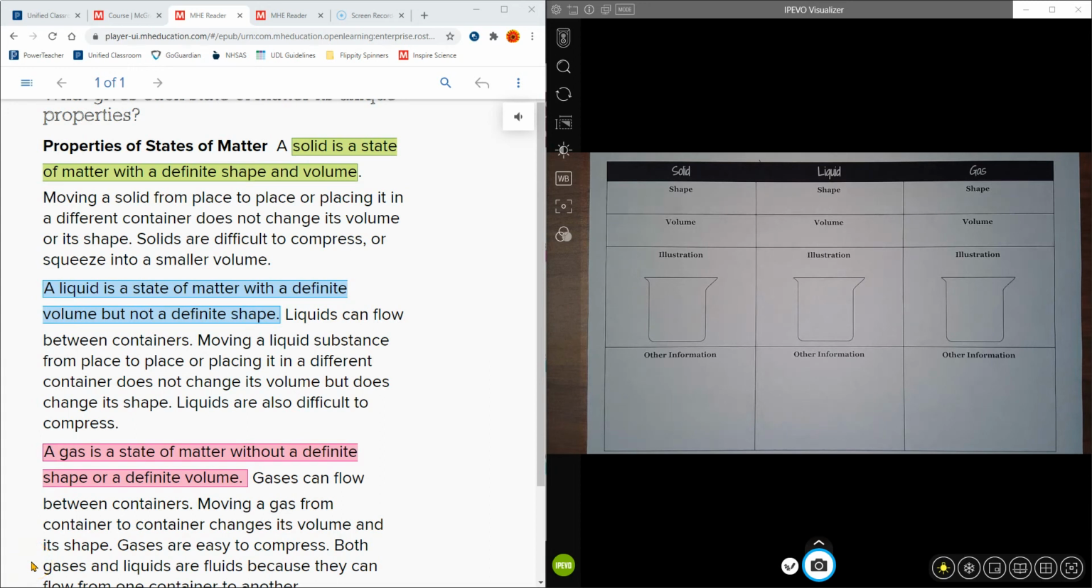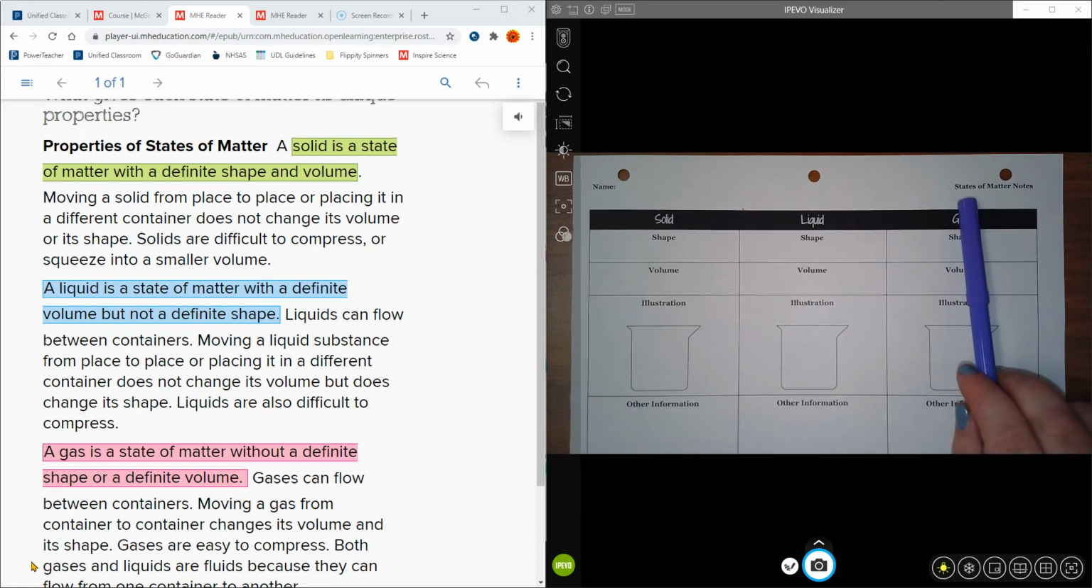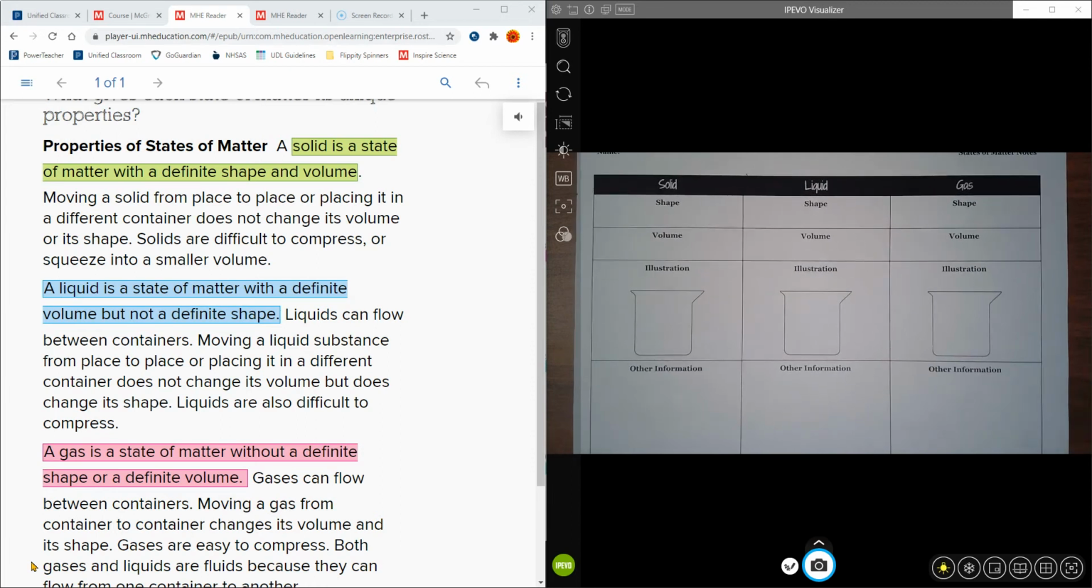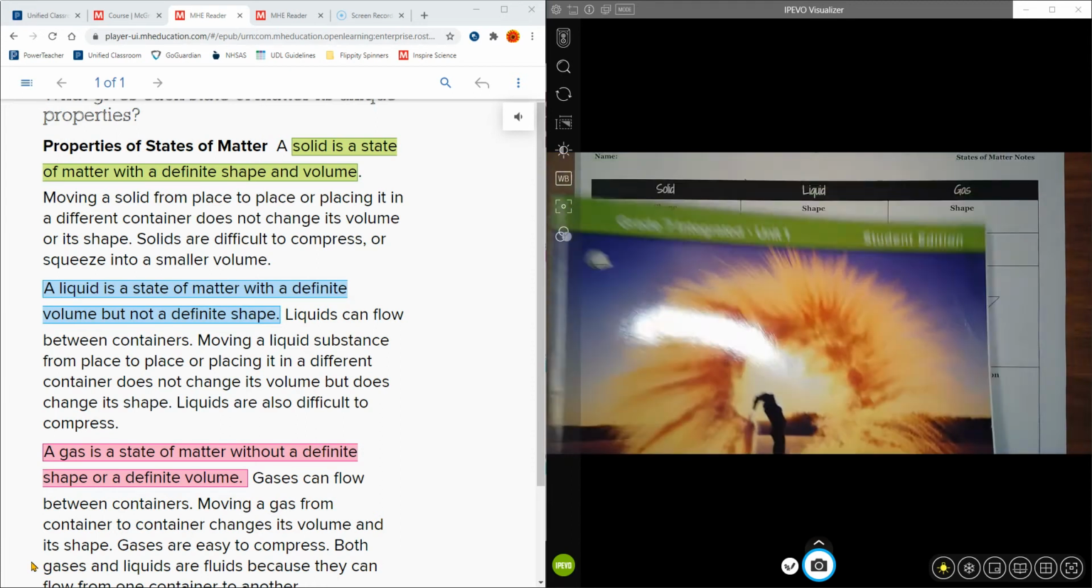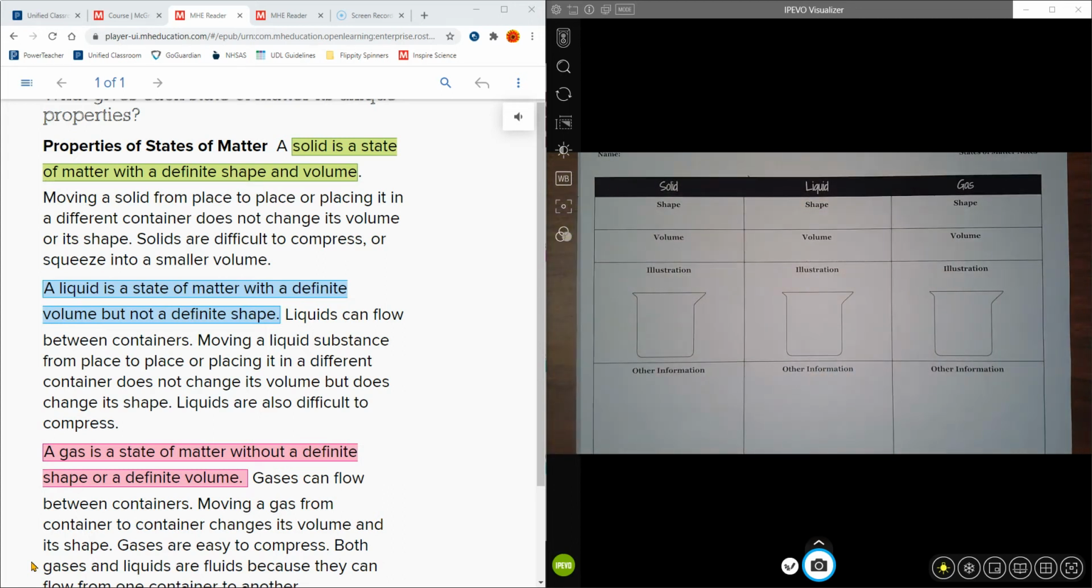For today's remote lesson, you'll need this States of Matter Notes worksheet. At the top, it says States of Matter Notes. You'll need that today. You'll also need your workbook, the workbook that you got last week. And you'll need a pen or pencil.